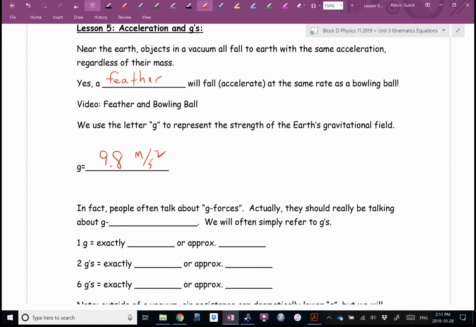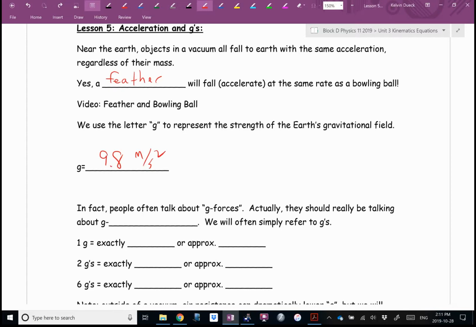If you want to, you can add a negative to make it down, but for now I'm going to say leave that off. I think I gave this to you on your green sheet. In fact, I think it's the first line underneath the four kinematics equations. Is it not? Okay. You will, trust me, Matt, end up memorizing this number because I'm going to be using it like crazy for the rest of the year.